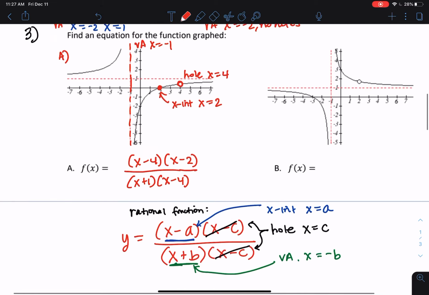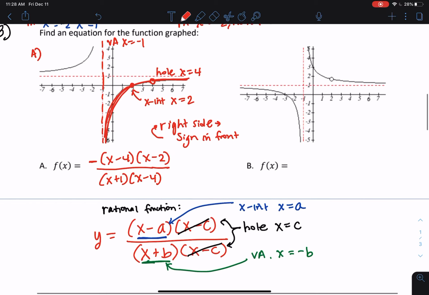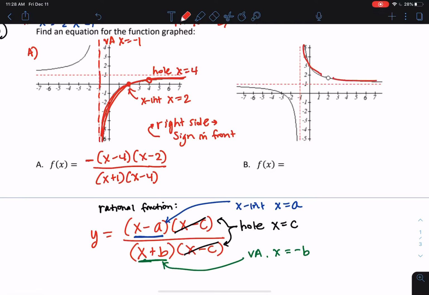So the reason why there's a negative in the front is because on the right side, our graph is facing down. It's opening down. So you can use the right side, the way it's opening, to tell you the sign in front. Just like we did with polynomials. The sign in front told us how the right side was behaving. Well, this time the right side, if it opens down, tells us that there's a negative in front. Okay. Notice that this one on the right side, it opens upward, so there's going to be a positive in front. Don't need to worry about the sign.